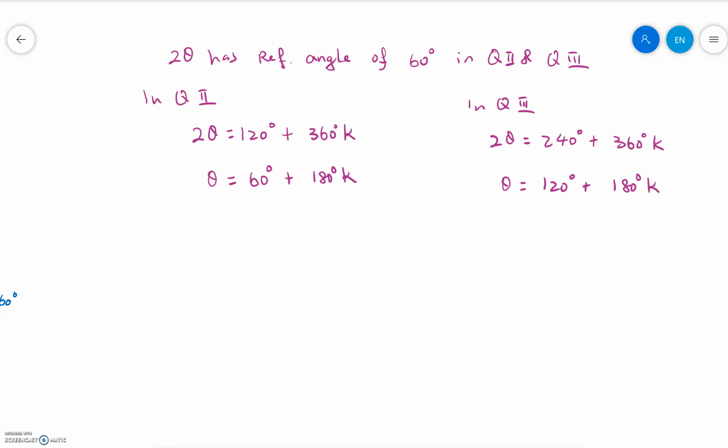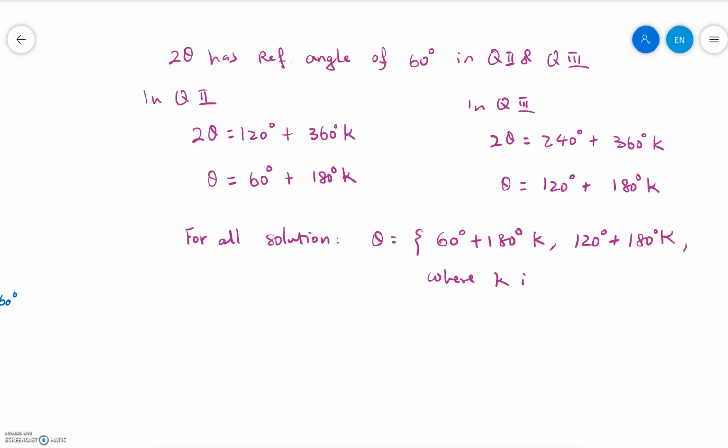Okay, so in general form, for all the solutions, theta is going to be 60 plus 180k or 120 plus 180k, where k is any integer, including positive and negative.